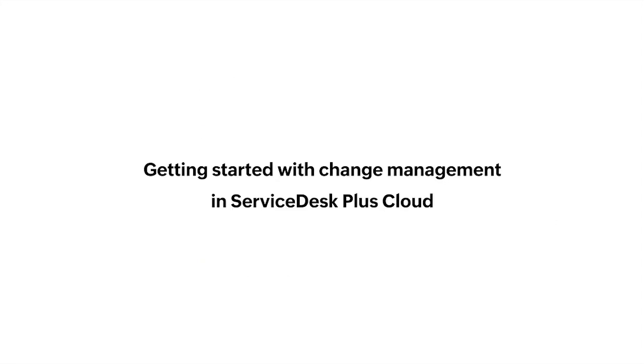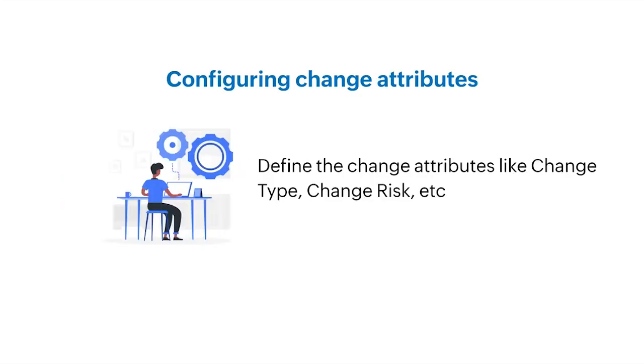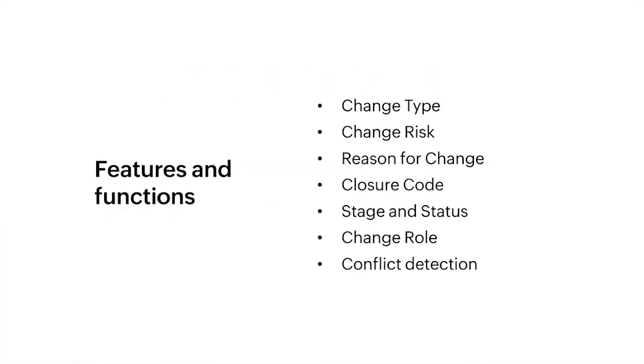Let's head over to the first thing about change management in ServiceDesk Plus. It's configuring the change attributes, right? So these are the basic parameters of the change. These would be the change type, change risk, the reason for change. So where do you configure these smaller parameters, which you would later be using for your change process, right?